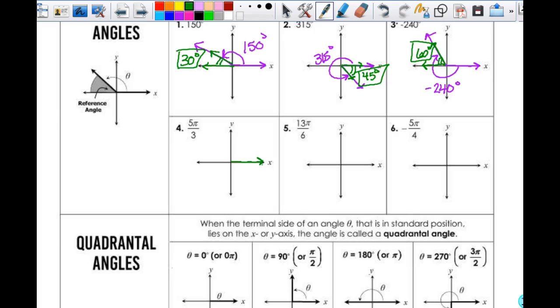What is 6 pi thirds? 2 pi, right? So we're almost at 2 pi, so I'd be in the fourth quadrant. So let's think about this. This is 0. This is pi, which is 180. So pi thirds would be how many degrees?